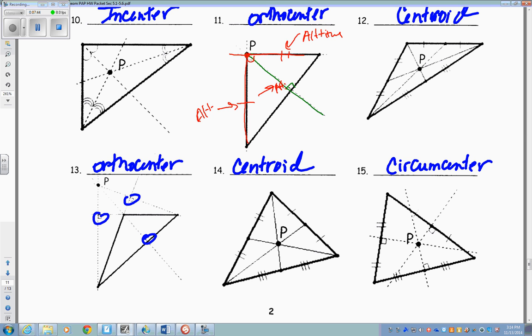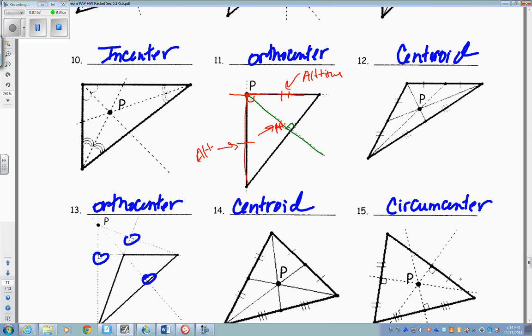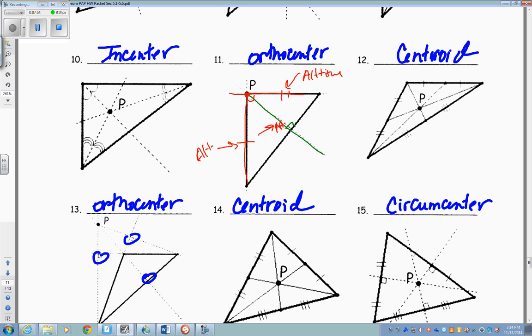You only look at the perpendicular lines. Which line? But to be an altitude, to be perpendicular, it has to go from a side to a vertex. Okay.